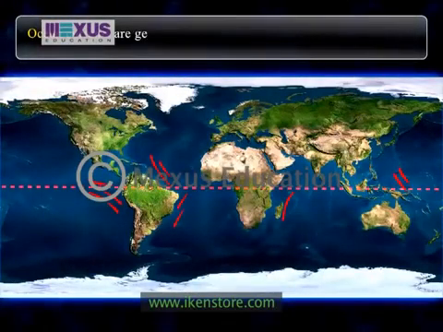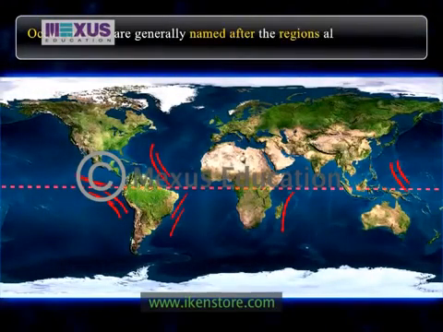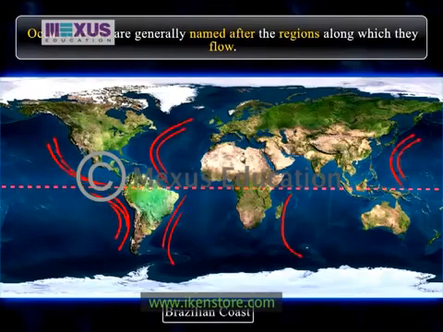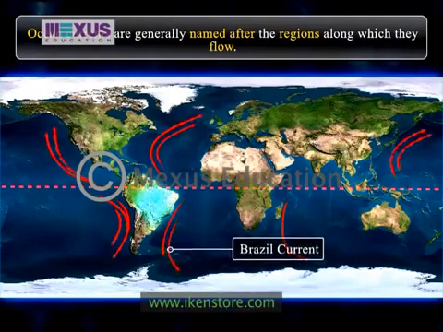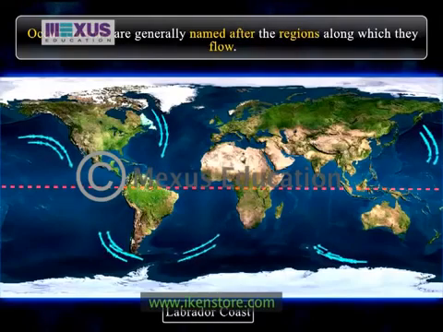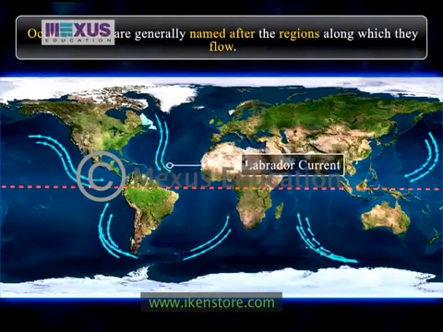Ocean currents are generally named after the regions along which they flow. The warm ocean current flowing along the Brazilian coast is called the Brazilian current, and the cold current flowing along the Labrador coast is known as the Labrador current.